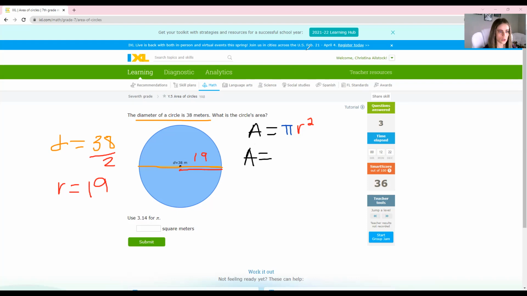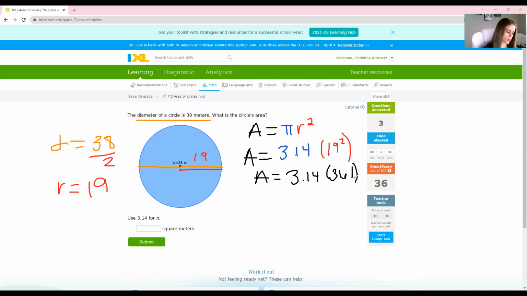Area is equal to 3.14 times our radius, which is 19 squared. All right, 19 squared is not one that I have memorized. Remember, when you use your calculator, it is 19 times 19. So 19 times itself 2 times. Area is equal to 3.14 times 361.